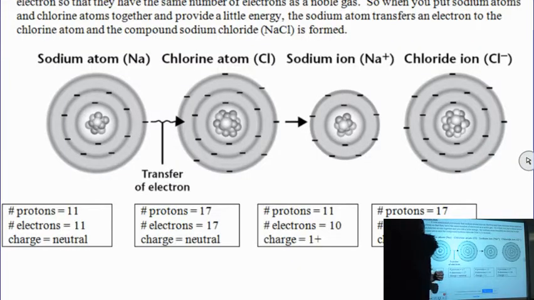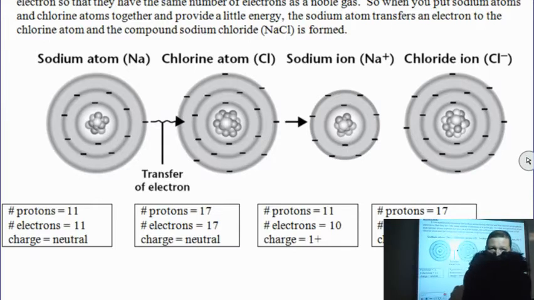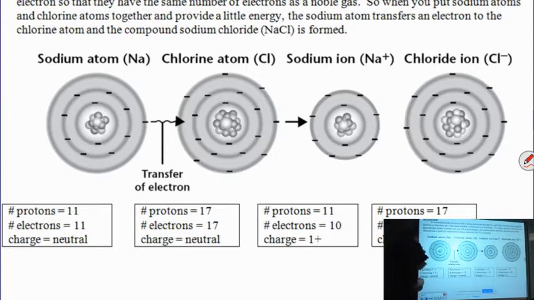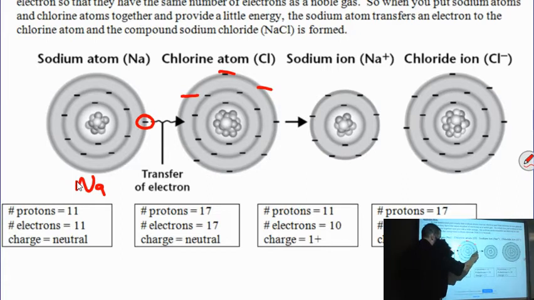So it says here, it was mentioned previously that sodium atoms lose an electron and chlorine atoms gain an electron, so they have the same number of electrons as a noble gas. If we look at this diagram, we got sodium over here, and it's got this one lonely electron on the outside, which makes sodium very unstable. We have chlorine over here, and it's got 1, 2, 3, 4, 5, 6, 7 electrons. If it can get 8 electrons in its outermost shell, it'll be very stable.